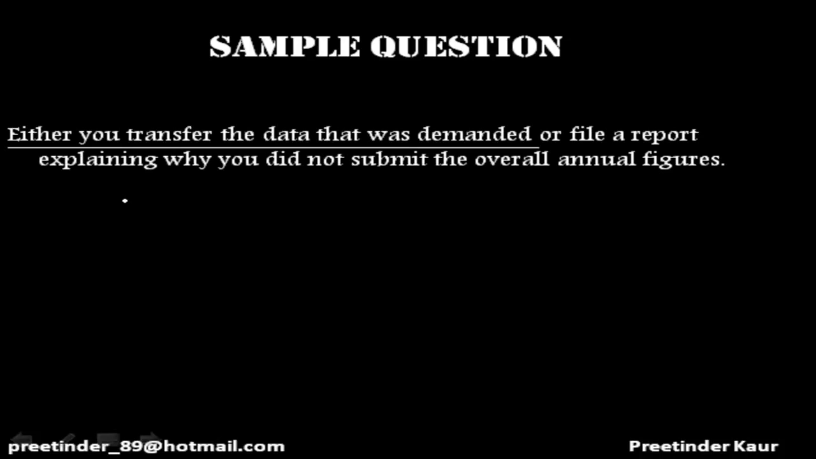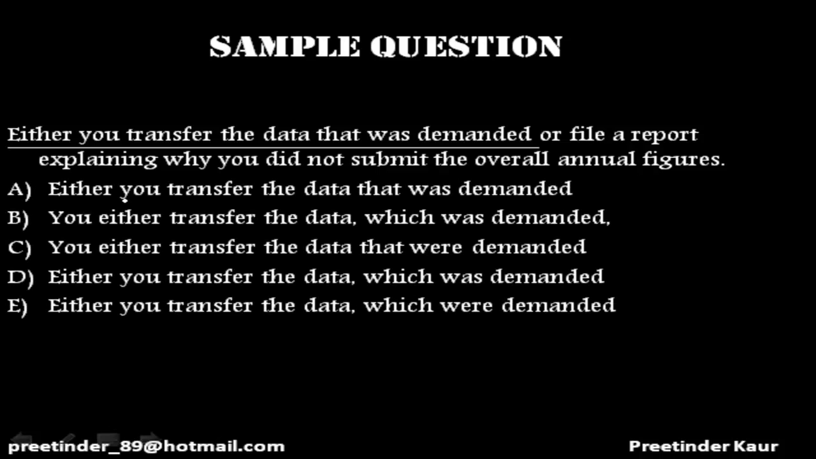Alright, now either you transfer the data that is demanded or file a report explaining why you did not submit the overall annual figures. Right, so let's go ahead and check the options. Either you transfer the data that was demanded or file a report explaining why you did not submit the annual figures. So let's have a look. As I told you, with either, the other pair word is or, so you can cancel out the options that do not contain either, but there is no such option, so all these options are correct from that point of view.